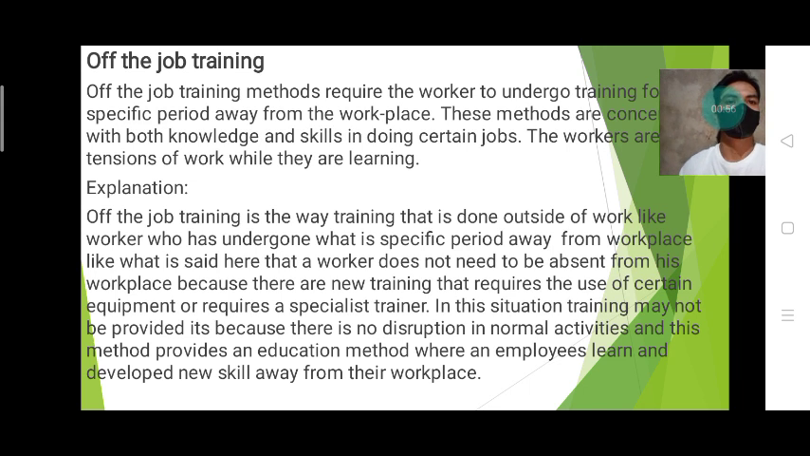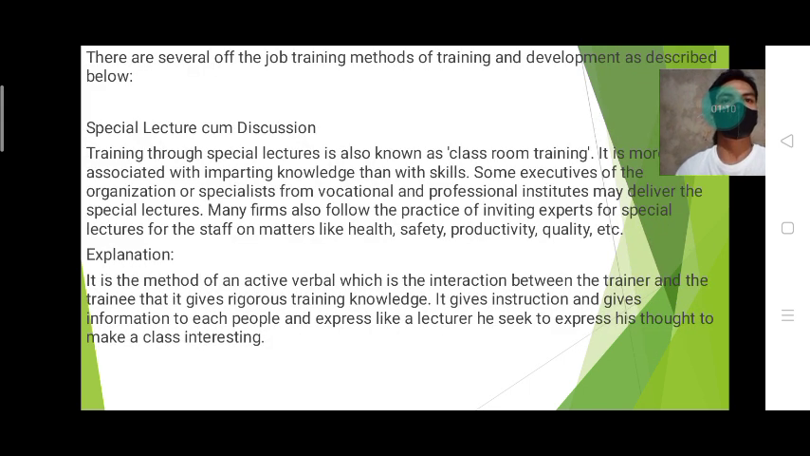It's because there is no disruption in normal activities, and this method provides an education method where employees learn and develop new skills away from their workplace. There are several off-the-job training methods of training and development, as described below.